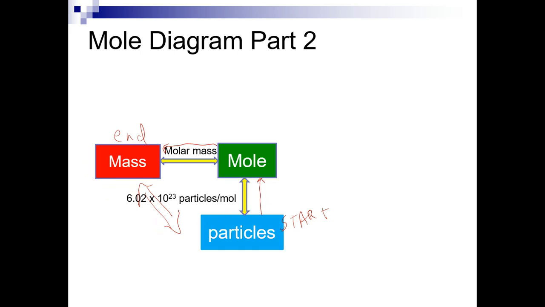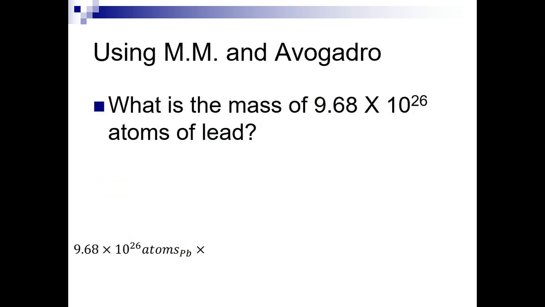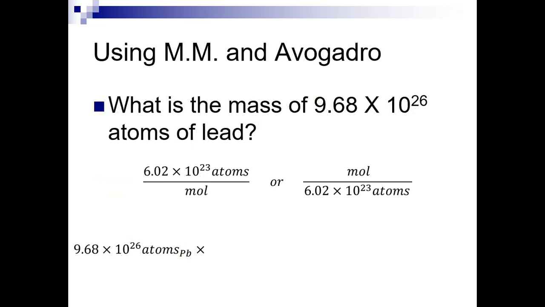So I'm going to go ahead and use Avogadro's number and calculate the mass of those lead atoms. I'm going to first use Avogadro's number, 6.02 times 10 to the 23rd atoms per mole. I'm going to use this version of it, the one on the right, because I want my atoms to be in the bottom.